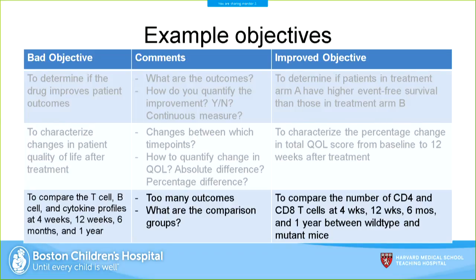And then finally, this is something that I see very often when working with investigators, to compare the T cell, B cell, and cytokine profiles at 4 weeks, 12 weeks, 6 months, and 1 year. So basically, there's too many objectives, too many outcomes in a single objective. And when we say compare, we need to specify what the comparison groups are. So the improved objective would be to compare the number of CD4 and CD8 T cells at 4 weeks, 12 weeks, 6 months, and 1 year between wild type and mutant mice. So these are just some examples. In your own research study, you have to think about what makes sense for your own study.